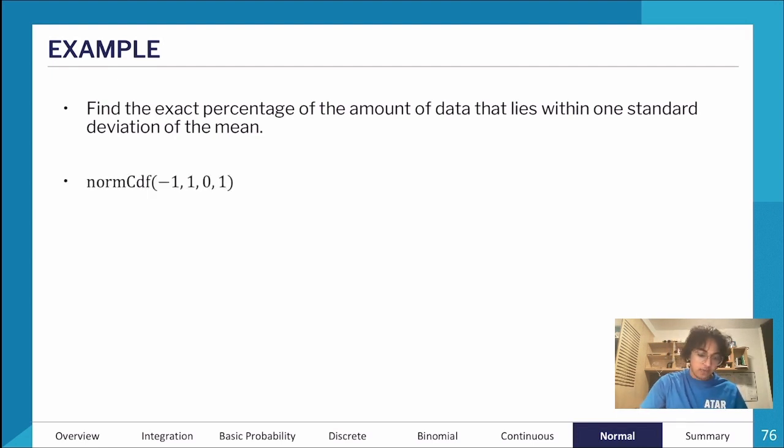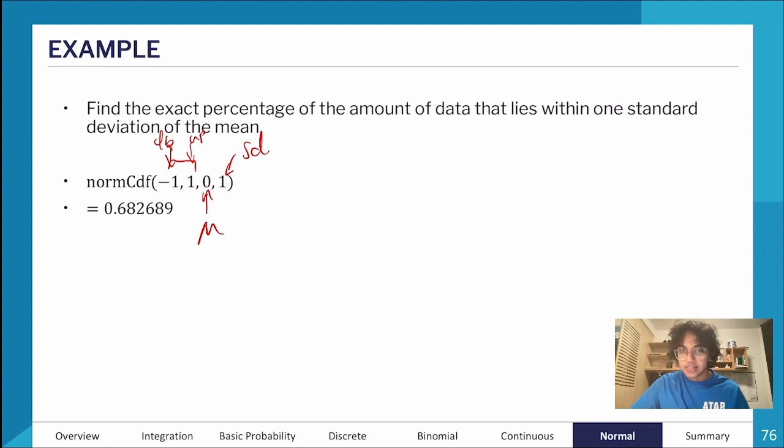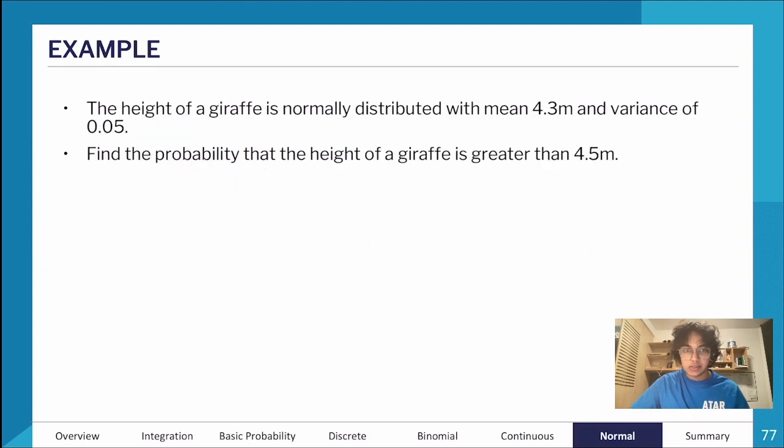So we just enter our values on the CAS. You can use the TI-Nspire anyways. You can just type in norm CDF, or you can also find it under menu, probability. And so you just enter the various variables like this. This is your lower bound, and this is your upper bound. And here, this is your mean, and this is your standard deviation. So when you do that, this is the exact value. It's about 68%, but this is good enough.